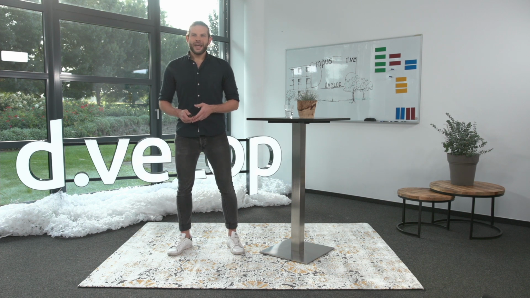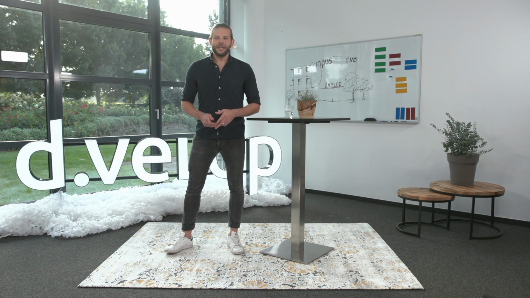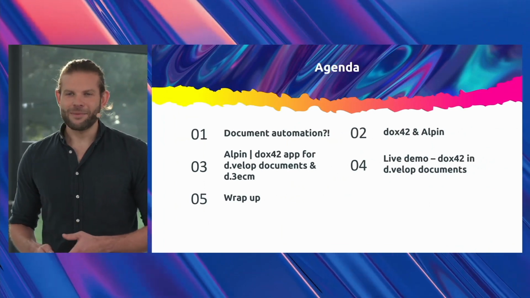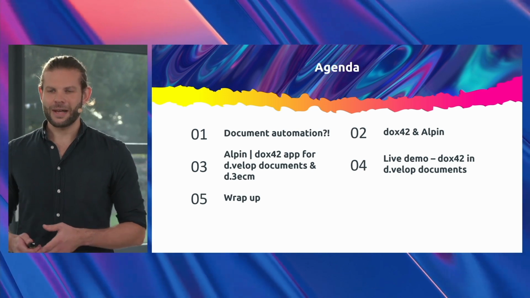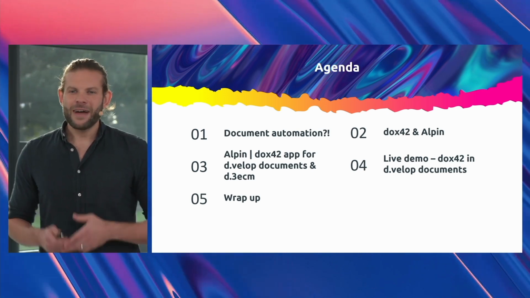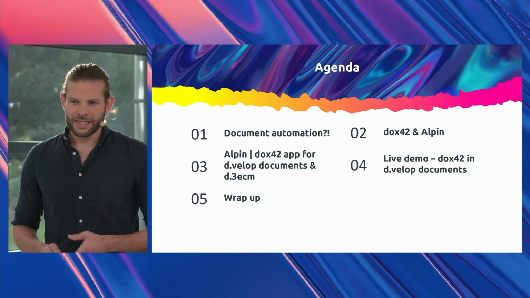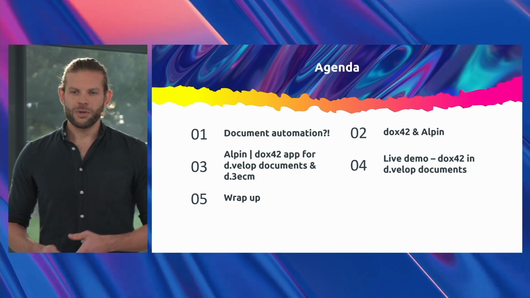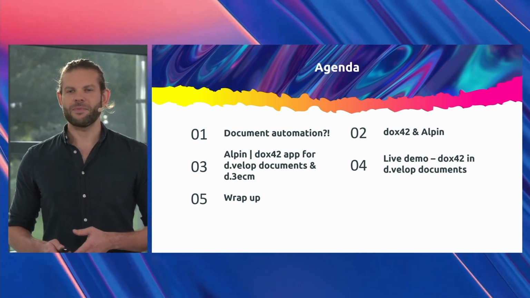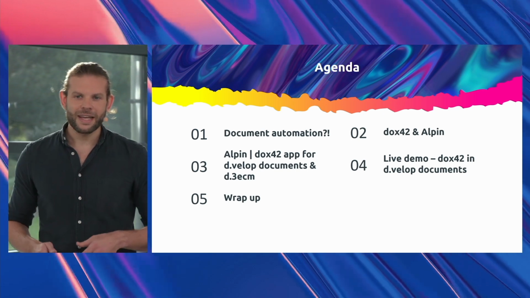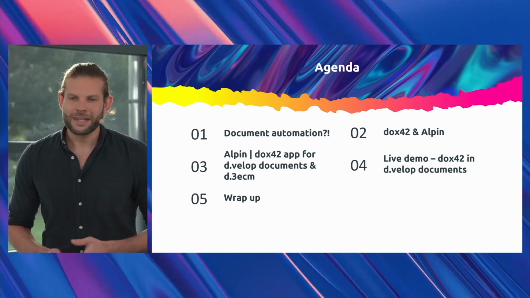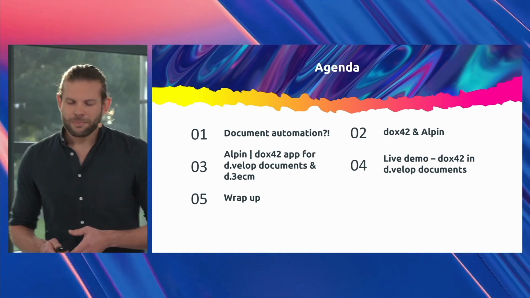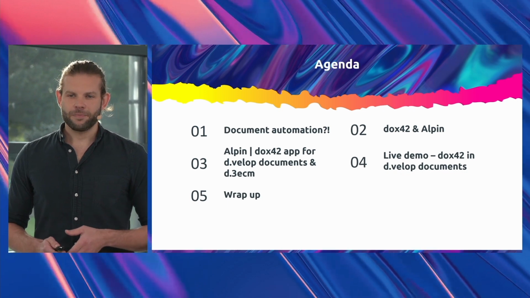So the agenda for today is basically we just will start with a little introduction about document automation in total, and then we have some introduction about our company Dox42, of course, and our partner company Alpine, because we developed an app, and you see it in chapter 3. It's the app Alpine Dox42 for d.velop documents and D3 ECM. We will show this app, of course, and then chapter 4, the live demo part. So there's like 50 minutes live demo. You will see a lot of scenarios that might interest you, and then at the end of the demo there is a little wrap up, and that's the agenda for today.